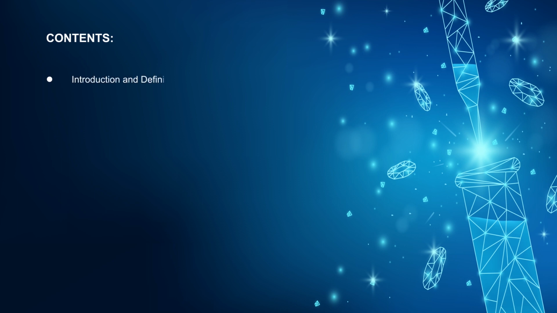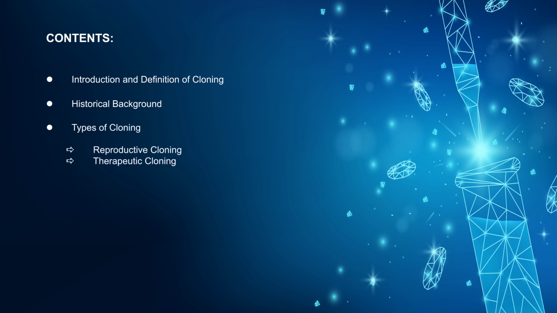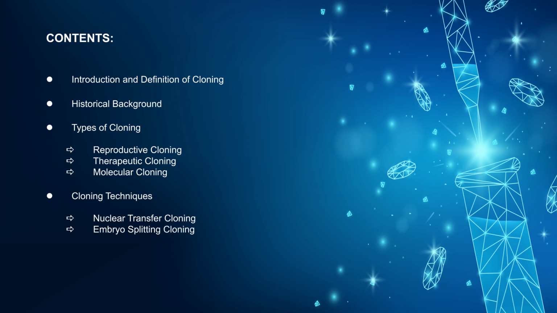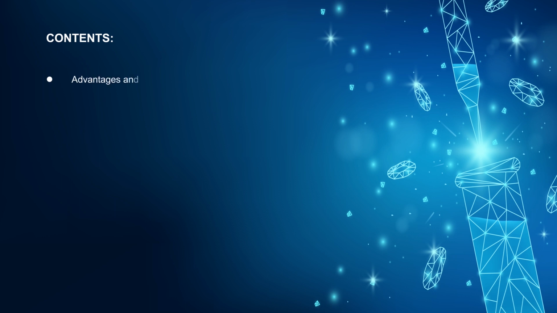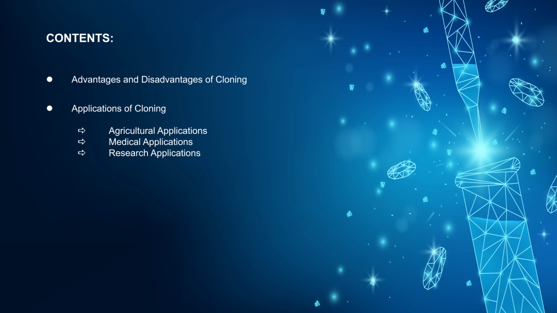We will cover introduction, definition of cloning, historical background, types of cloning like reproductive, therapeutic and molecular cloning. Then we will see cloning techniques like nuclear transfer cloning, embryo splitting cloning. Then we also see advantages and disadvantages of cloning, its applications in the field of agriculture, medical and research areas. Then we will discuss the concern in human cloning, then legal restrictions involved with human cloning.